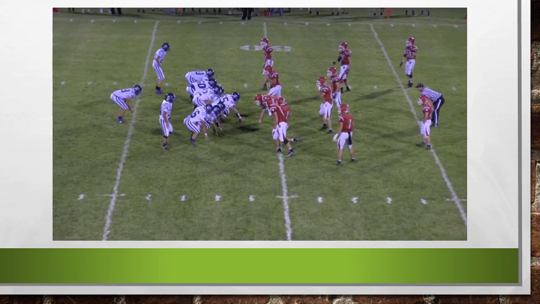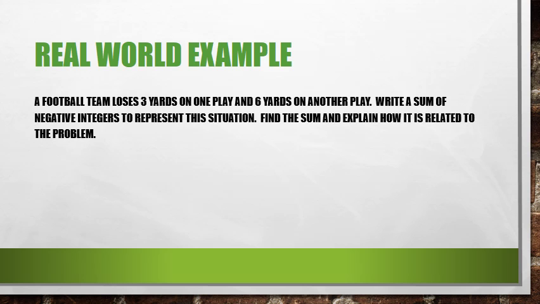In our first real-world example, we'll take a look at our Dundee Viking football team. So, a football team loses 3 yards on one play and 6 yards on another play. Write a sum of negative integers to represent this situation. Find the sum and explain how it's related to the problem.